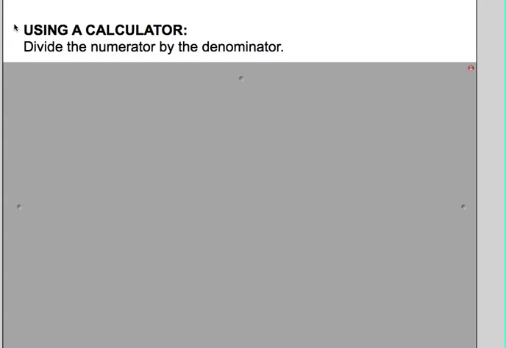Now we're going to talk about using a calculator. Okay, so put using a calculator. What you do is divide the numerator by the denominator. It's always numerator divided by denominator. Remember I said to think about that fraction bar as a division symbol.